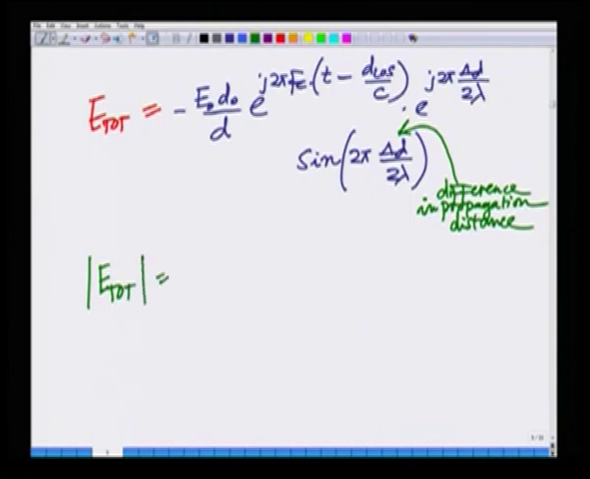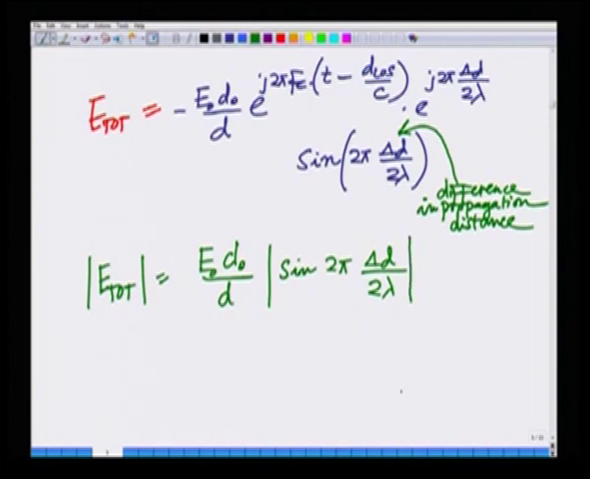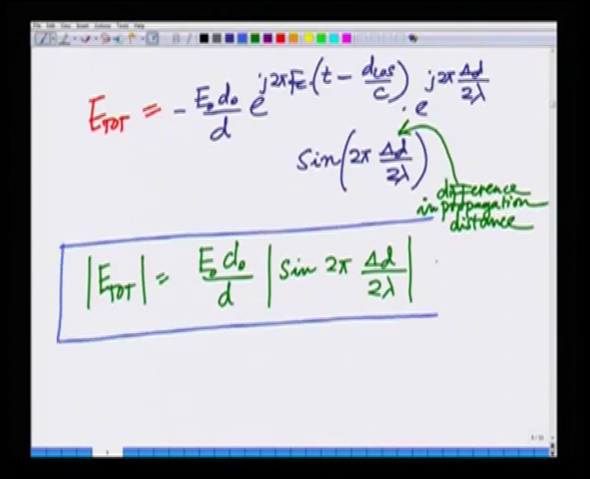And finally, if I look at the magnitude of E total, both these exponential factors, they vanish because they are phase factors. Hence, the magnitude is nothing but E naught d naught by d magnitude sine 2 pi delta d over 2 lambda. All right, and this is essentially the expression that we have for the net magnitude, where delta d, let me remind you again, is nothing but dg minus dLOS.